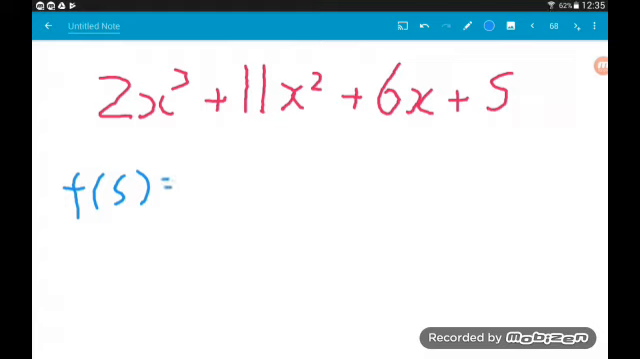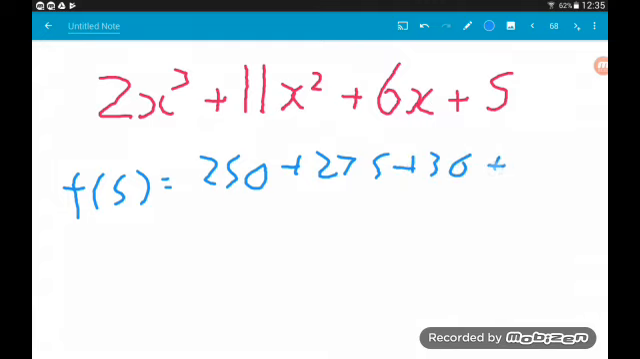that's going to give us 2 times 125, so 250. Add 11 times 25, lovely, 275. Add 6 times 5, 30, and then add 5 on the end. Clearly not equal to 0. Bugger. Let's try f of minus 5.